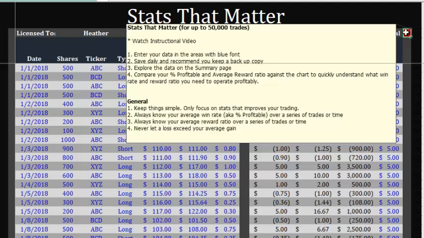You always need to know what your average win rate is. You also need to know what your average risk-reward ratio is over a series of trades or time. And you want to make sure you never let your average loss exceed your average gain, or an individual loss exceed your average loss or your average gain.